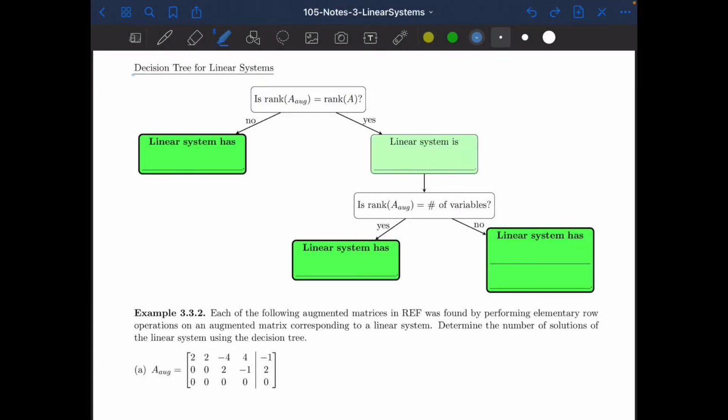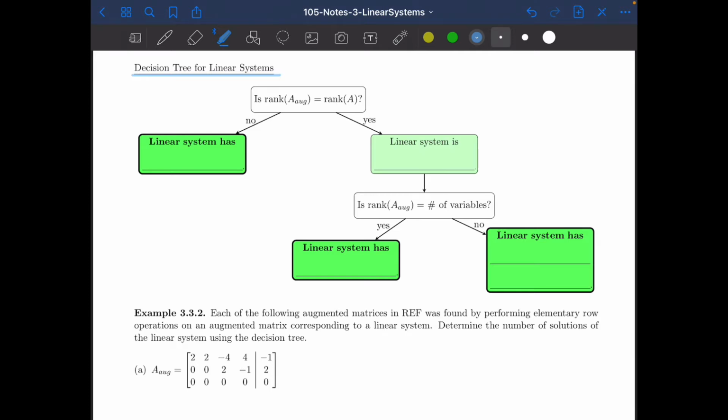In this video, we will build a decision tree for linear systems. We'll build a decision tree which will help us determine the number of solutions of linear systems by looking at the corresponding augmented matrices in row echelon form.